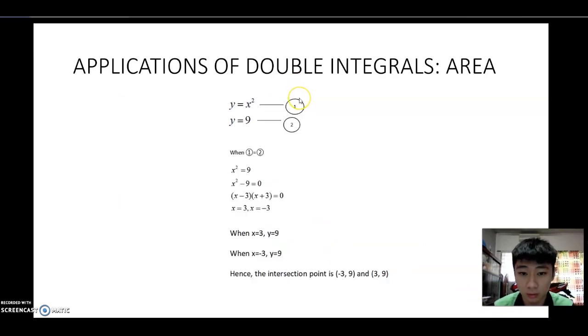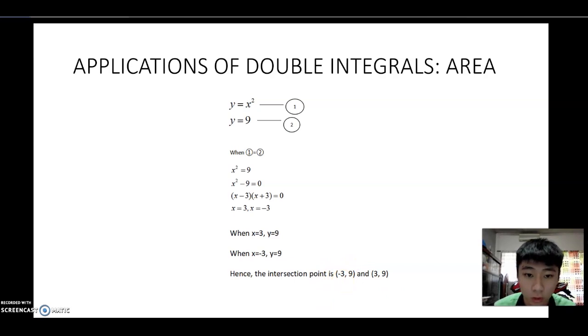So here is the simultaneous equation. After doing the simultaneous equation, you will surely find the intersection points. So here are the intersection points. There are two intersection points in this graph, which are negative 3, 9 and 3, 9.